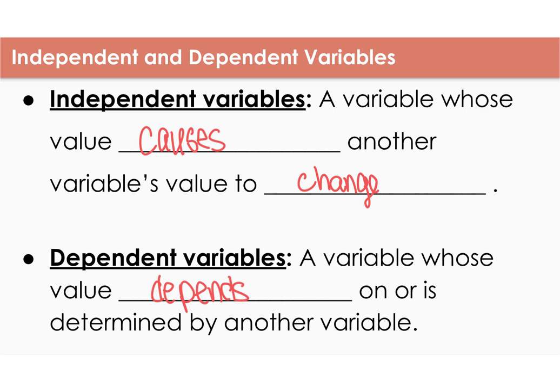Independent variable definition: a variable whose value causes another variable's value to change. A dependent variable is a variable whose value depends on or is determined by another variable. A very common independent variable is measurements of time, and a common dependent variable is money.